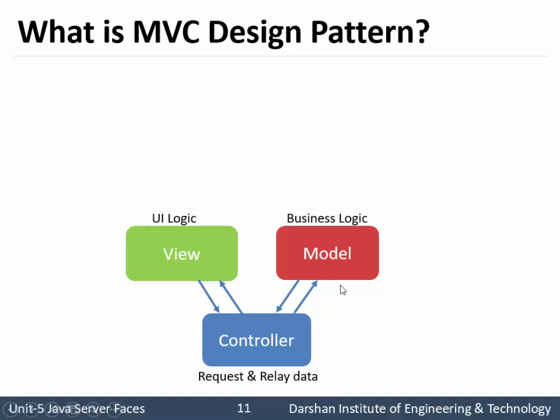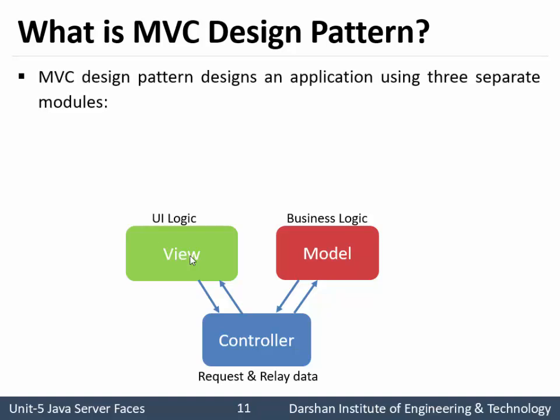In the model is the actual business logic. For example, if a client has requested login authentication, then the logic of that login authentication, that is communicating with the database, comparing user ID and password, and receiving a reply from the database, is part of the model. This model will give output again to the controller, and the controller will relay that data to the original client. All this logic is separated among three components, that is model, view and controller, for good separation of logic, presentation and relay activity. So the MVC design pattern designs an application using three separate modules.